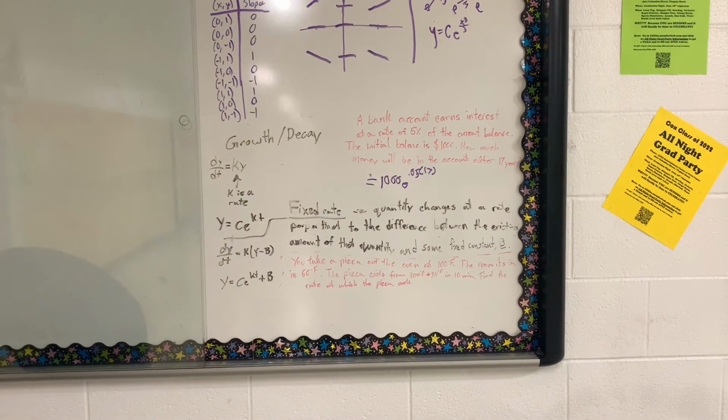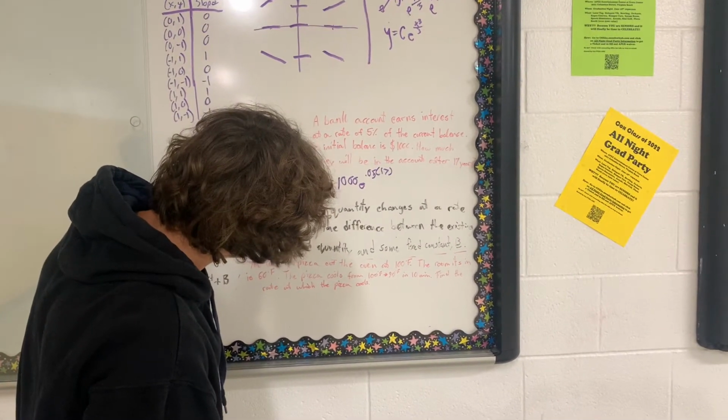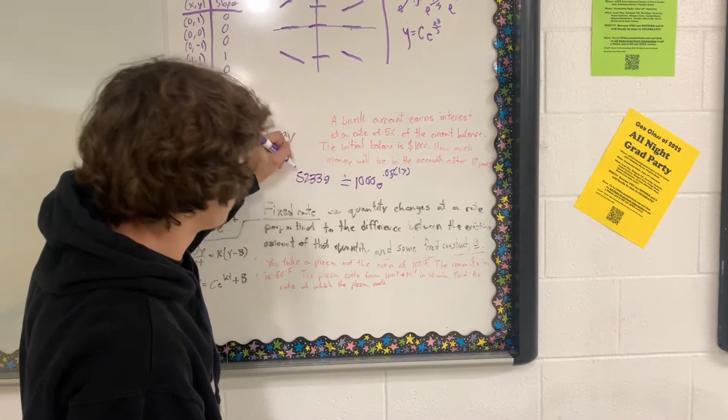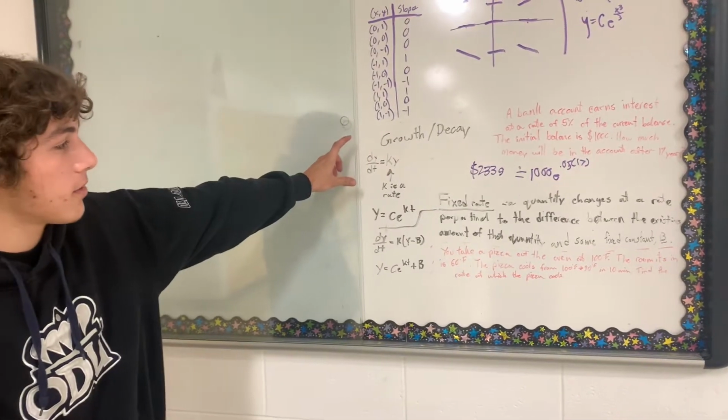Is this normal? It seems scary. $2,000, am I going to be able to get back out? $339 and some change. So that's pretty simple for basic growth and decay equations.